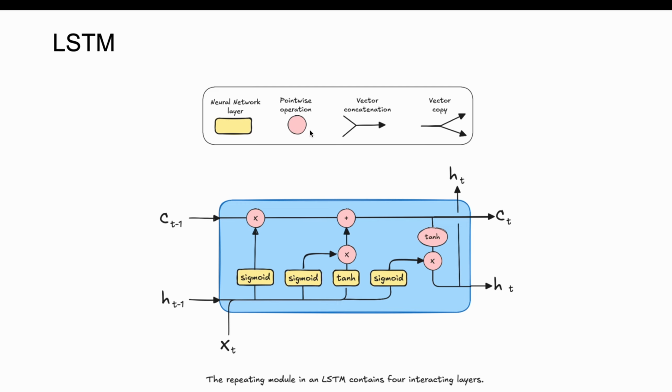It can be circle or oval here. Okay, so this is for pointwise operations, and we are using this kind of arrow for vector concatenation, and for representing vector copy, we're using this kind of arrow. So if you look at this, we'll be overwhelmed. So let's look into this one step at a time so that it's much easier to understand.